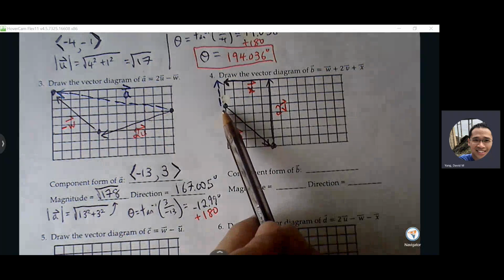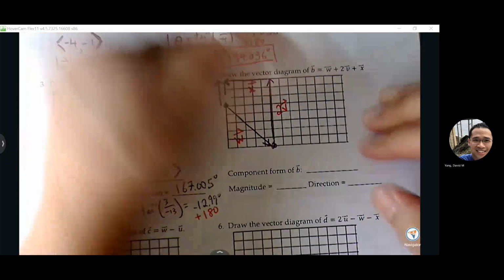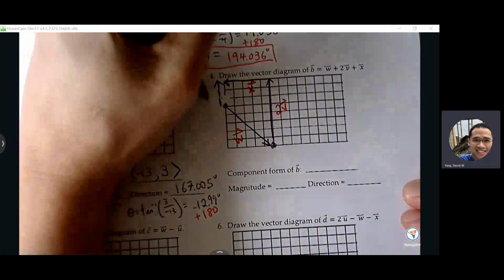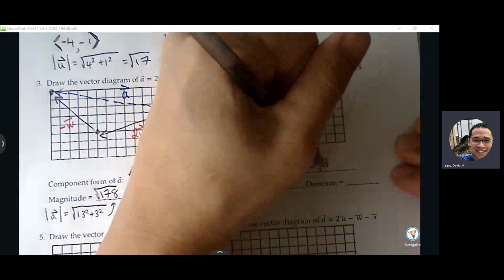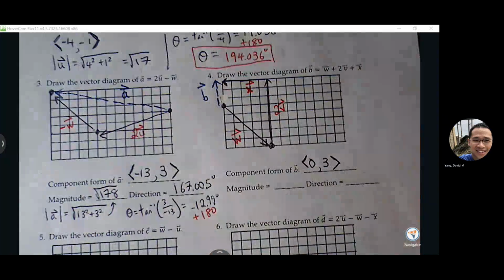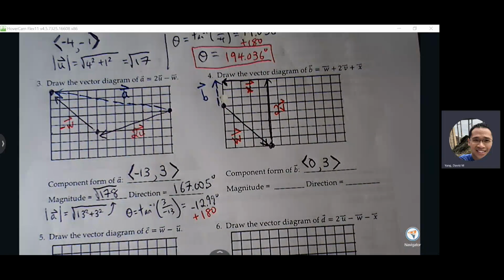What's my component form for vector B? Good. It's just going straight up, so no horizontal movement. Vertical movement of 3 units. Okay, magnitude, Pythagorean theorem.